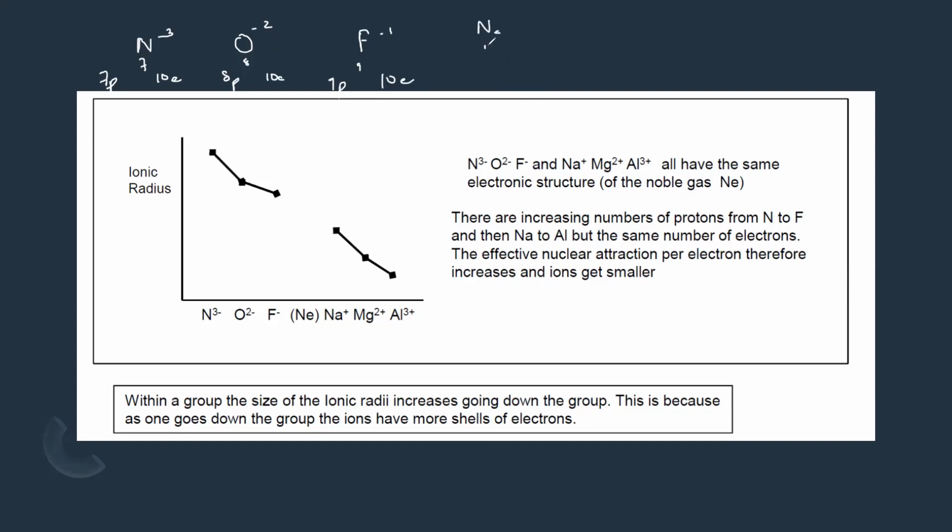Then sodium has charge plus 1, so 11 protons and 10 electrons. Then magnesium has 12 protons and 10 electrons. And aluminum has charge 3 plus, so it has 13 protons and also 10 electrons. Why do we call them isoelectronic structures? Because they all have the same number of electrons. So when we compare isoelectronic structures, how can we work out which will have a smaller size and which will have a larger size?